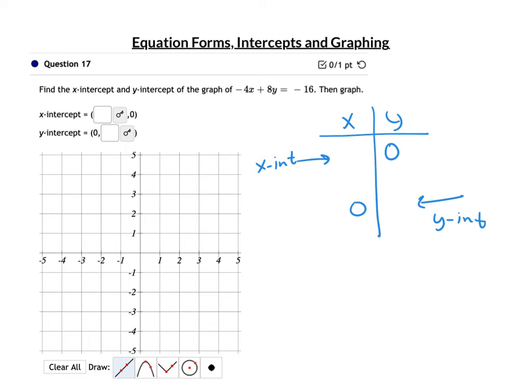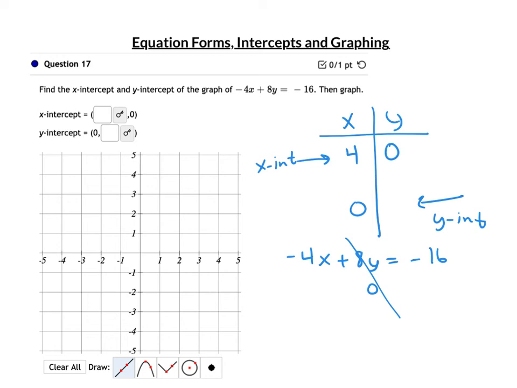So we take that equation, negative 4x plus 8y equals negative 16. Put in y as 0. When I plug in y as 0, that term drops out. I get negative 4x equals negative 16. Divide both sides by negative 4, and you get x is 4.